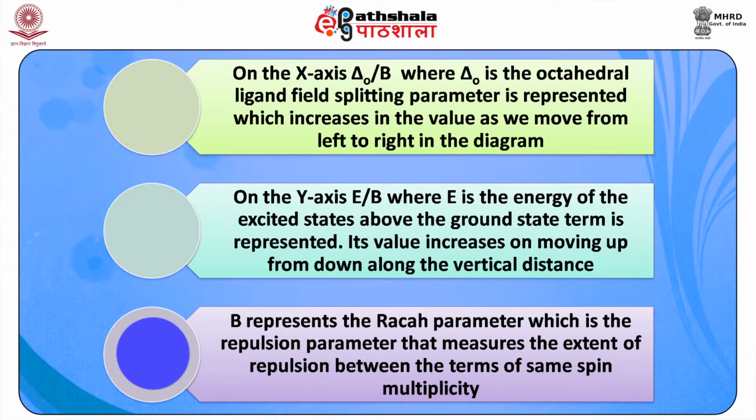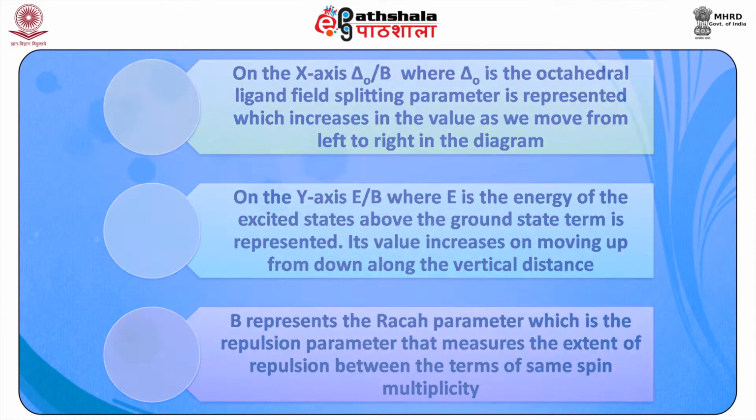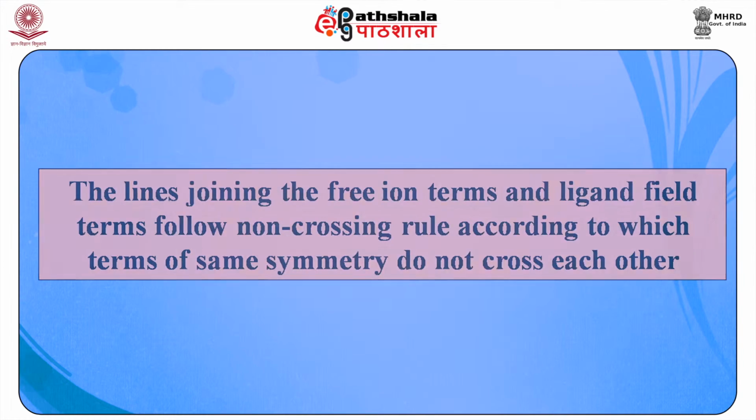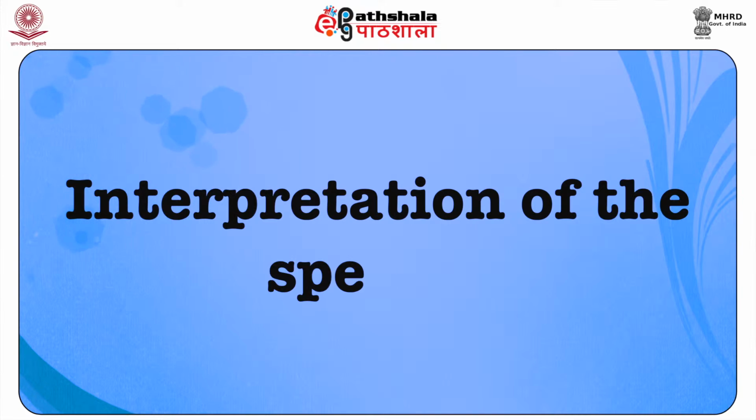Capital B represents the Racah parameter, which is the repulsion parameter that measures the extent of repulsion between the terms of same spin multiplicity. The lines joining the free ion terms and ligand field terms follow the non-crossing rule, according to which terms of same spin multiplicity do not cross each other. Next is the interpretation of the spectra.